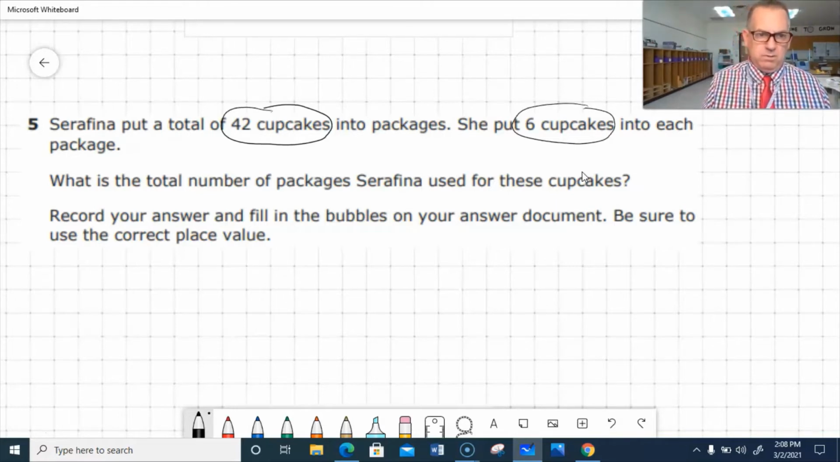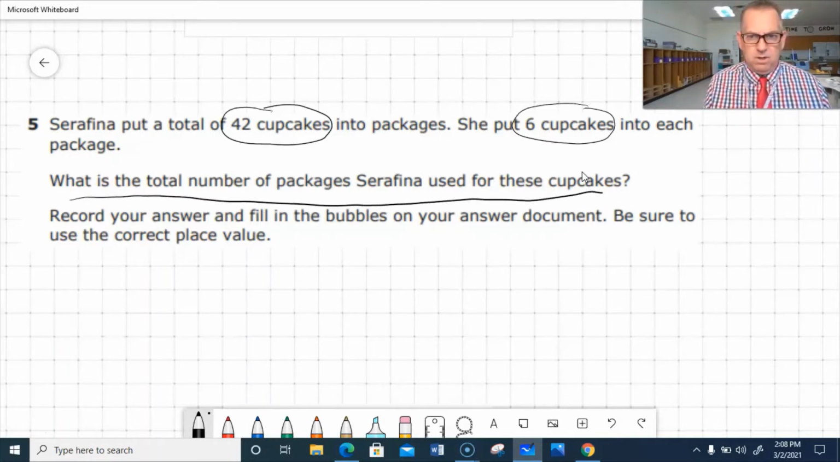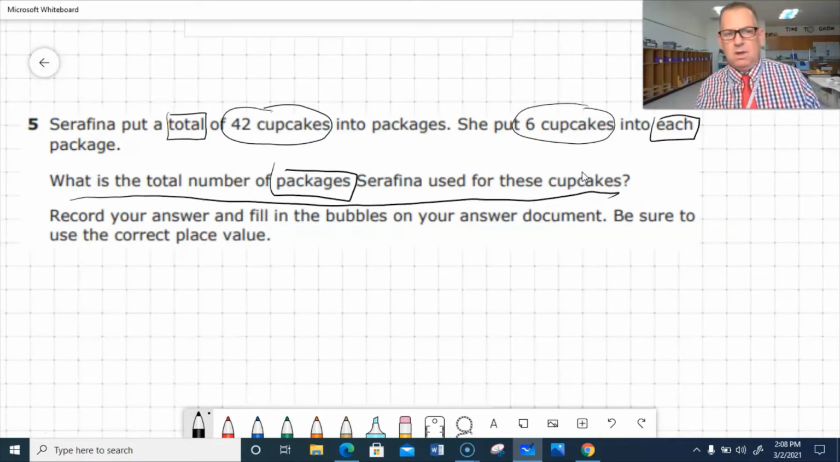Next thing I'll do is I'll underline the question. It says, what is the total number of packages Serafina used for these cupcakes? I'm going to box in some operational clues. I see the word total right here. See the word each right here. And it looks like I'm trying to find out the number of packages. I'm trying to figure out how many packages she used. So I'm going to do some evaluating right now.